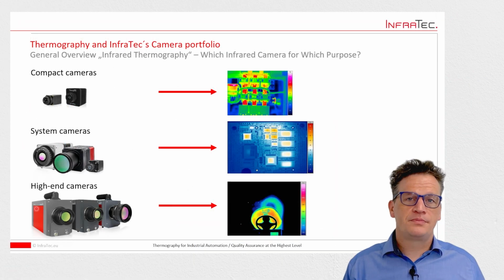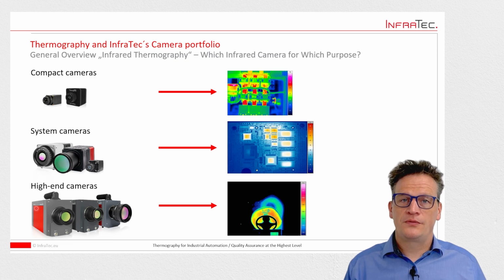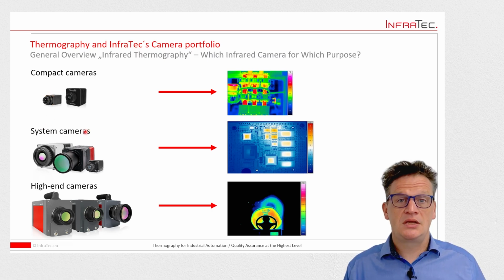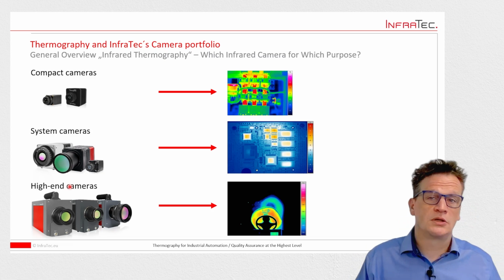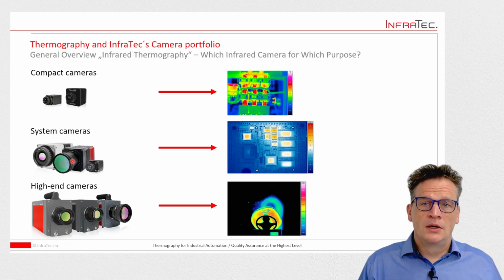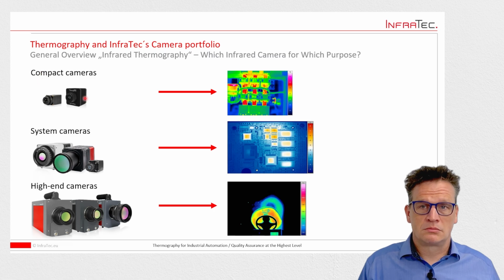Now for the exciting part: which camera system is best suited for your application? We differentiate between three categories. Compact cameras, small, robust devices for simple applications. System cameras, ideal for laboratory and industrial use. High-end cameras for applications with exceptionally high requirements for resolution or speed. We offer solutions for everything, from the entry-level models to the special systems.